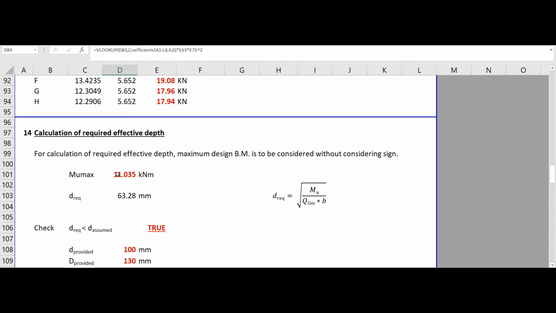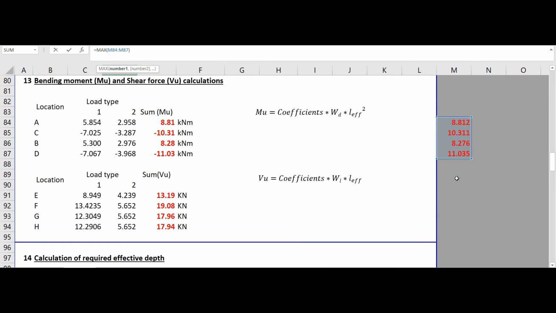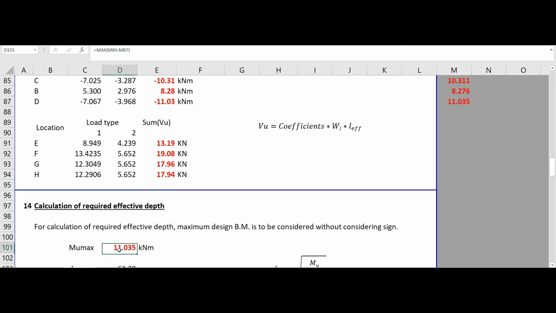So for that, first of all we will calculate the maximum bending moment. So here the maximum bending moment is the maximum of the absolute values of all these. So here the maximum of 8.81, 10.31, 8.28 and 11.03. So here maximum bending moment is 11.035 kilonewton meter.